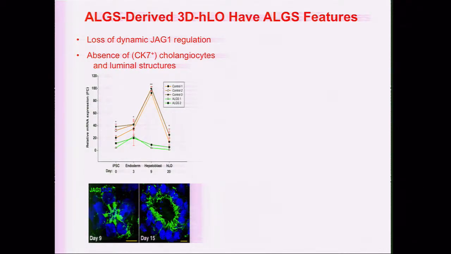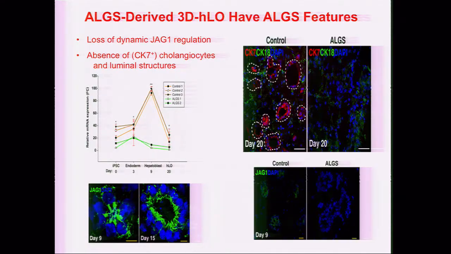And what's really cool is JAG1 peaks at the hepatoblast stage, which is right when you're making the decision, should I differentiate? And then it goes back down. In the Alagille subjects, JAG1 is always lower, which is expected, but what's interesting is it's never regulated. So basically, Alagille syndrome results from the loss of the dynamic regulation of JAG1 expression, which is really cool.